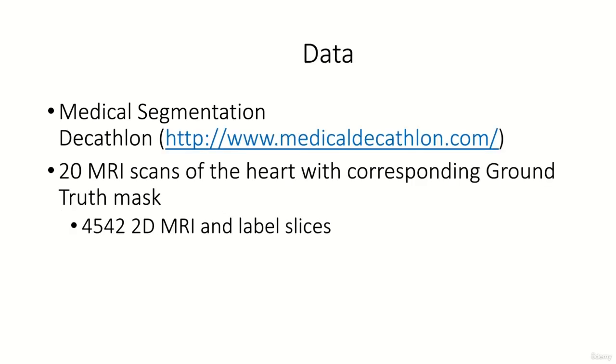We can use the cardiac MRI dataset provided by the Medical Segmentation Decathlon. The Medical Segmentation Decathlon, or in short MSD, is a challenge consisting of 10 different medical segmentation tasks. Atrium segmentation is one of them. The corresponding dataset consists of 20 MRI scans of the heart with corresponding ground truth masks. In the two-dimensional setting, it adds up to 4,542 single slices. As usual, you can find the license and detailed instructions on how to obtain the dataset in the corresponding Jupyter Notebook of this lecture.